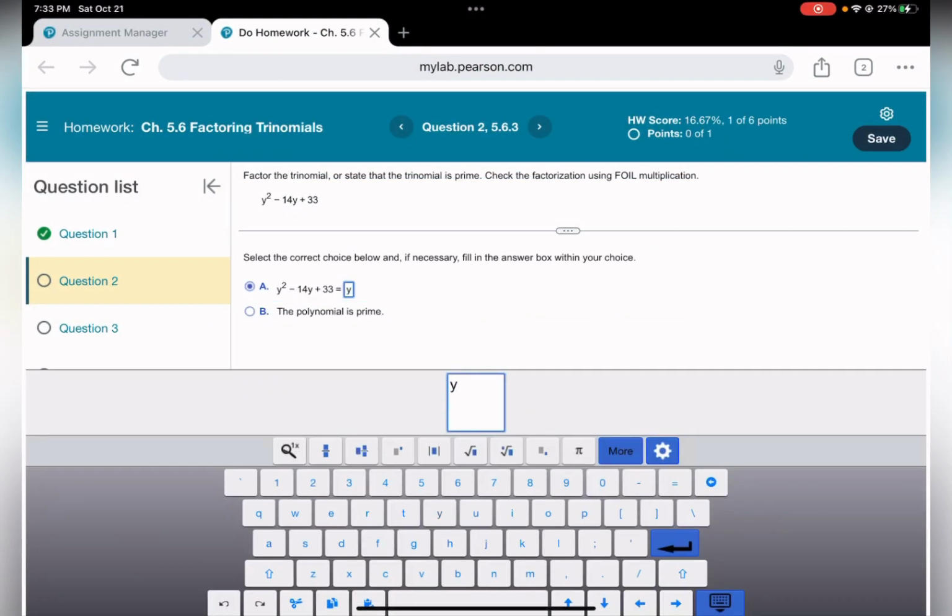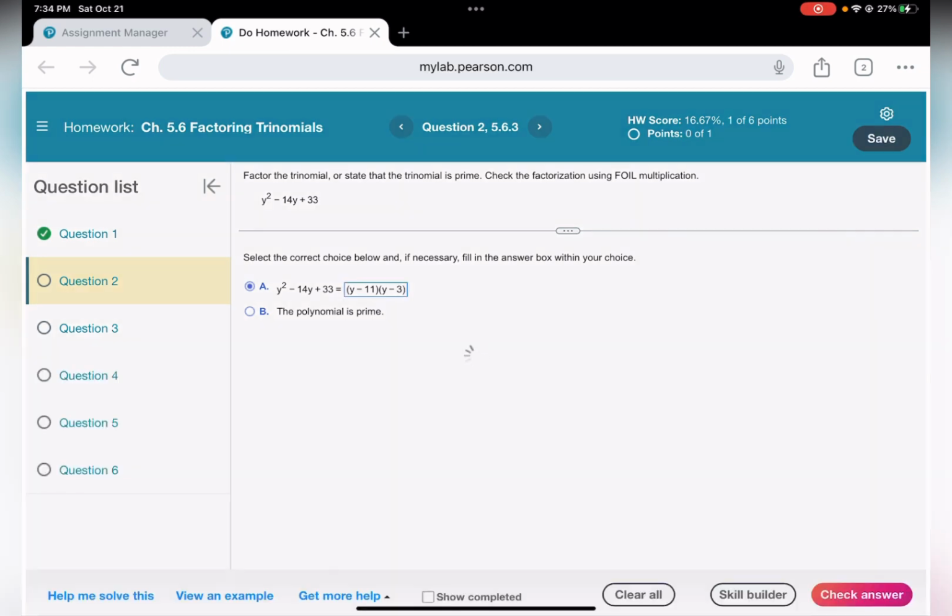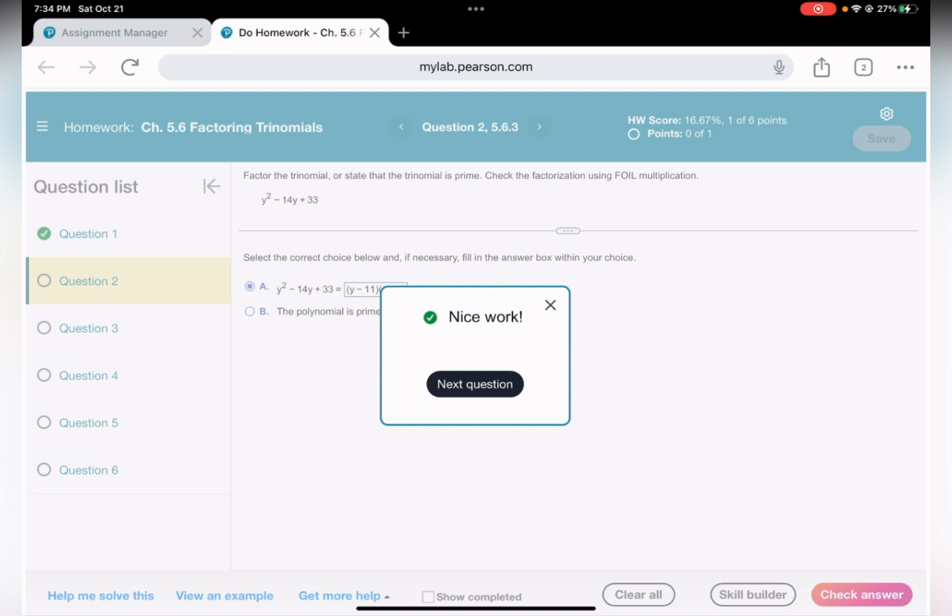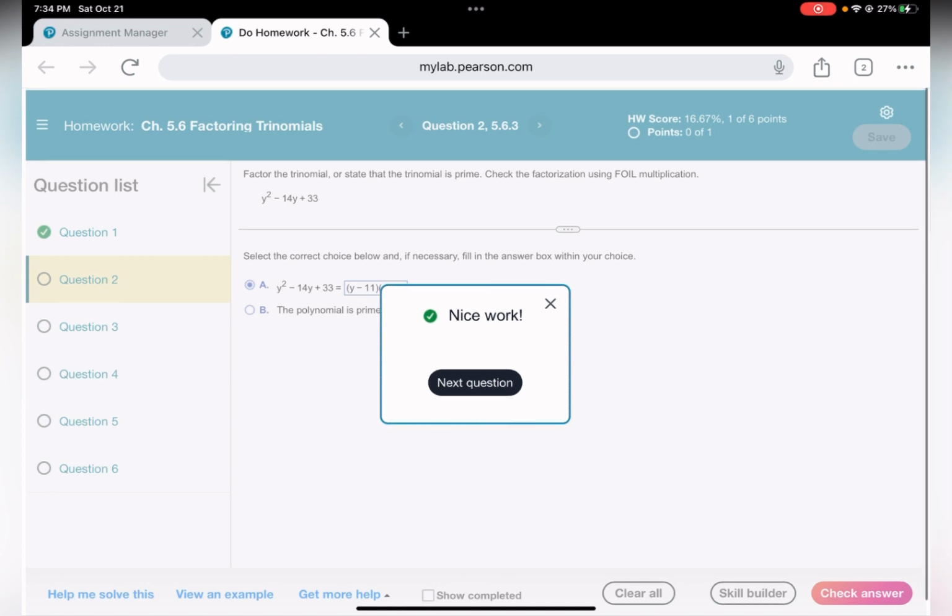So y, parentheses, y minus 11, closing parenthesis, and opening another one, y minus 3. Okay, closing parenthesis. Nice work. Moving to next one.